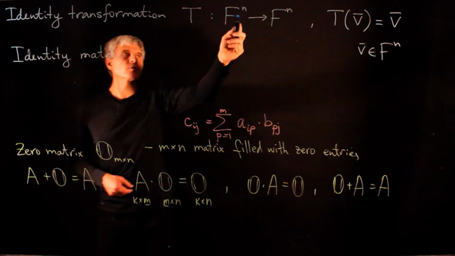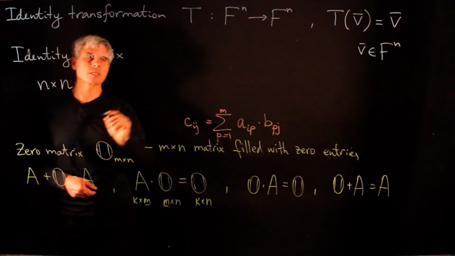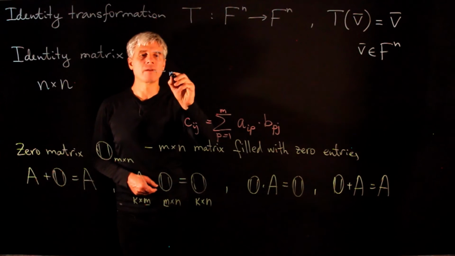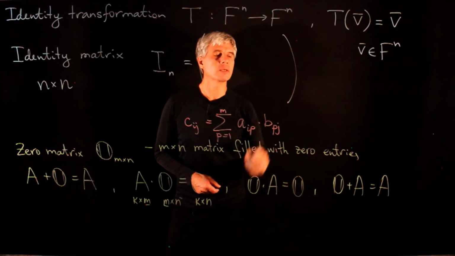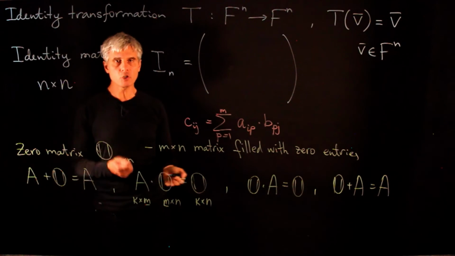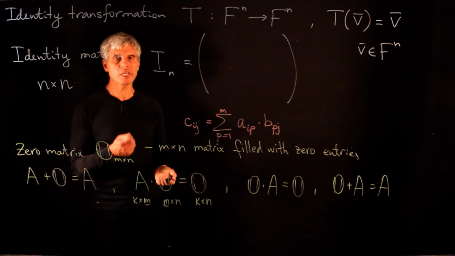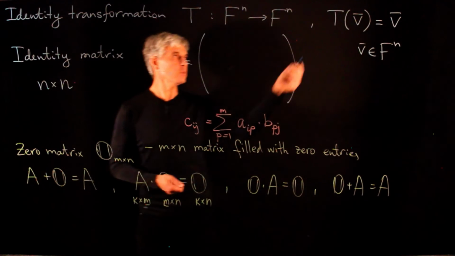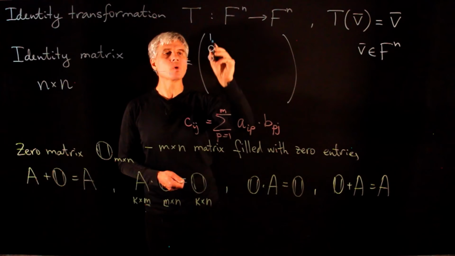For a transformation from Fn to Fn, this will be a square n by n matrix, and we're going to denote it I or Im. So what's the matrix of the identity transformation? To write down the matrix of a transformation, we take images of basis vectors and place them as columns. The first basis vector is 1, 0, 0, 0. Its image is itself, so the first column of the identity matrix is 1, 0, 0, 0.